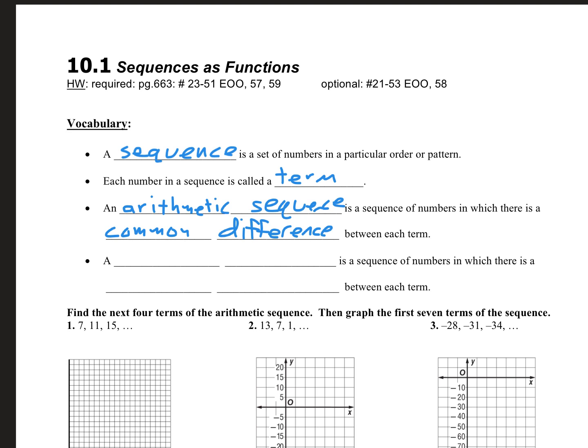The other kind of sequence we're going to learn is called a geometric sequence. The way you find the next number in the list, if it's a geometric sequence, is you multiply by some constant. So you just keep multiplying by that value to get the next number in the list. That value that you're multiplying by is called the common ratio.